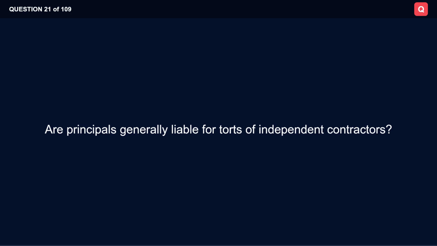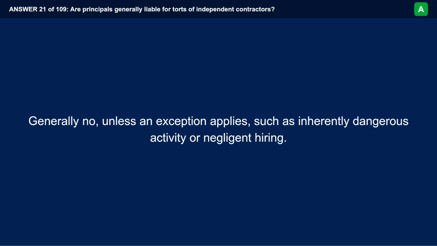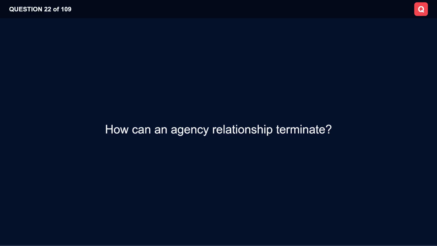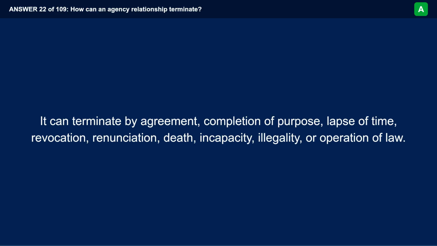Are principals generally liable for torts of independent contractors? Generally no, unless an exception applies, such as inherently dangerous activity or negligent hiring. How can an agency relationship terminate? It can terminate by agreement, completion of purpose, lapse of time, revocation, renunciation, death, incapacity, illegality, or operation of law.